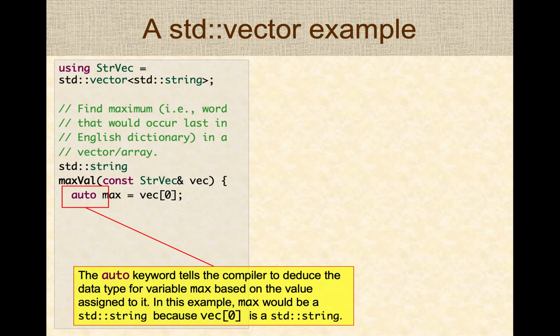The auto keyword is very handy and you should start using it very often. The auto keyword basically tells the compiler to deduce the data type for the variable max based on the value that it's initialized to. In this specific example, vector of 0 is a string, hence max will also be set to a string. Versus if the vector was different, had a different value in the container, this code will automatically adapt to it. So if we were to change string to an integer in the vector, this part of the program wouldn't have to change at all, and auto will take care of adapting or changing the data type of max appropriately.